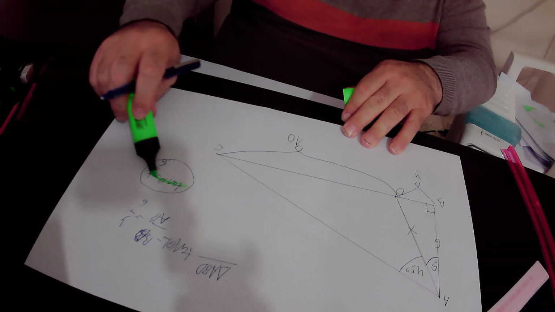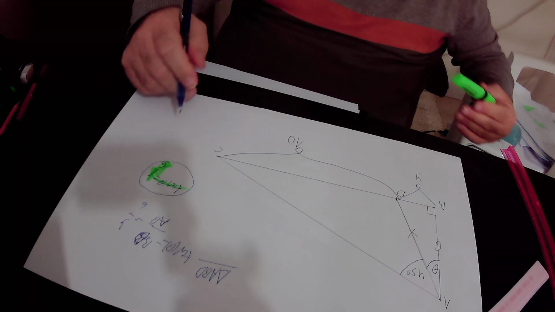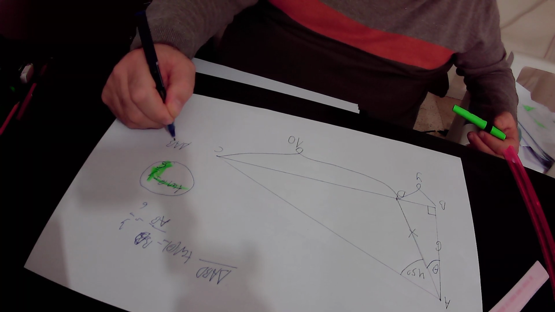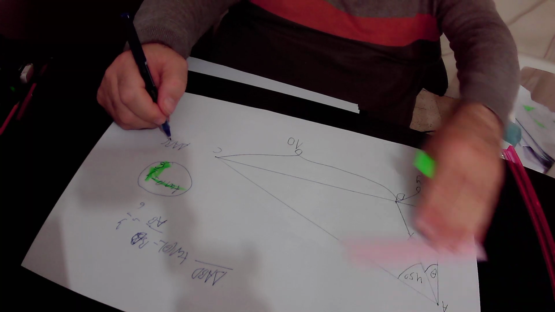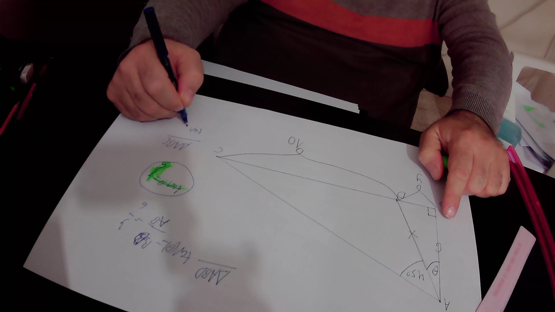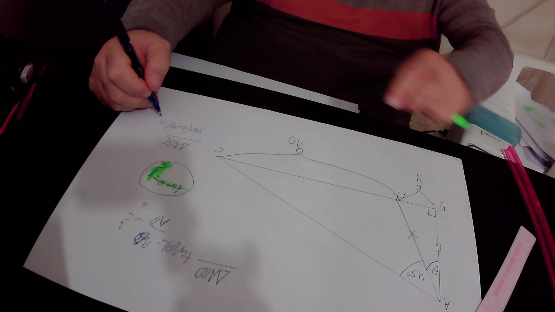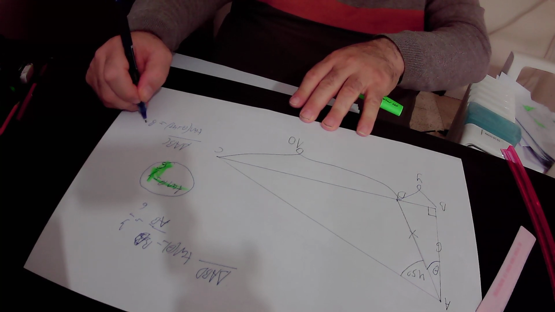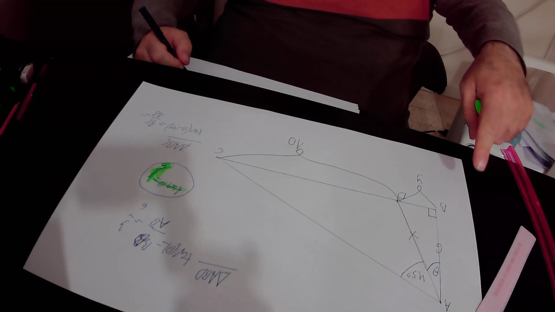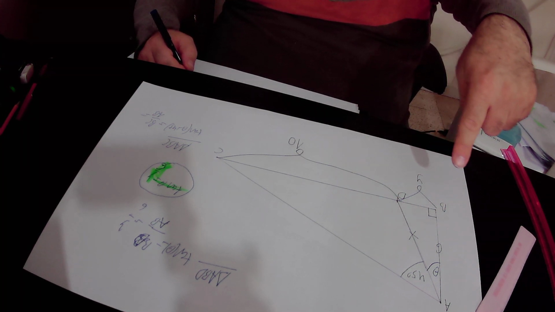In the next step we will focus on the right triangle ABC. In the right triangle ABC, tangent of theta plus 45 degrees equals BC over AB.